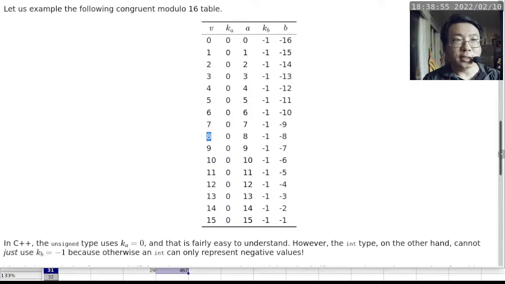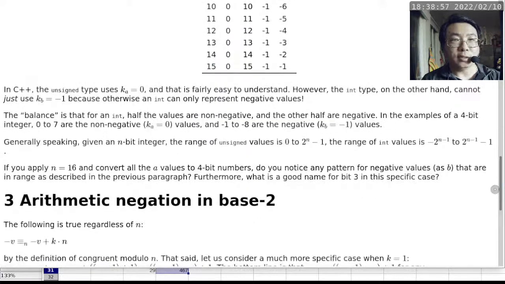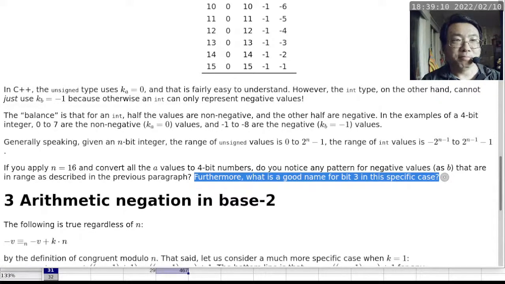So does this remind you of something from the previous lab on Tuesday? And this is a hint right here. What is a good name for bit 3 in this specific case? The instruction for the questions on Tuesday introduces a term that is relevant in this case. The sign bit. Very good.